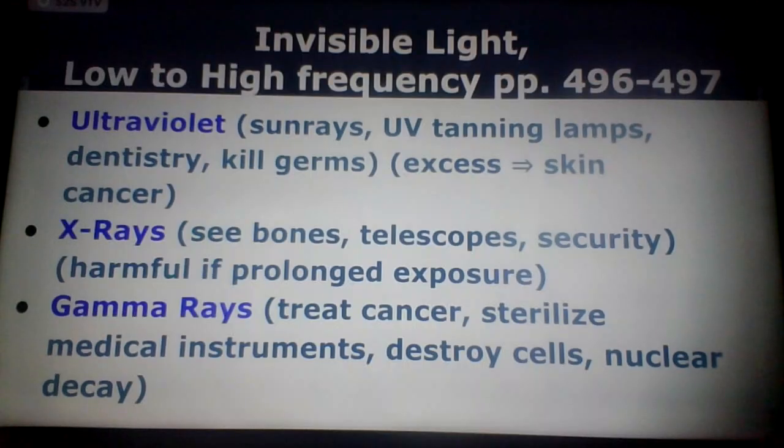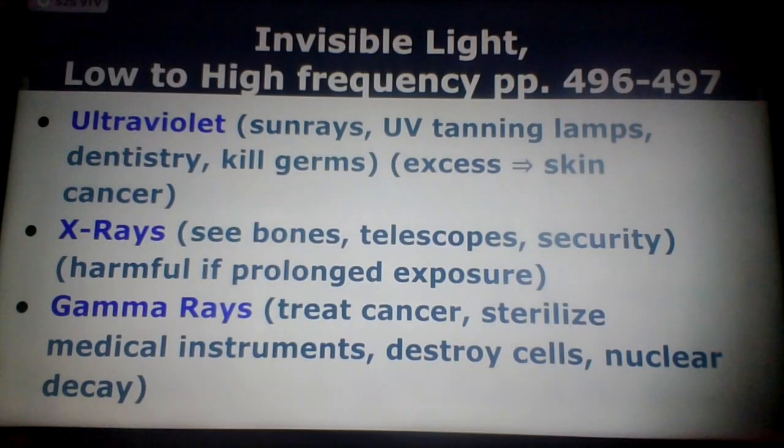And gamma rays, we've mentioned before, these treat cancer cells. They sterilize medical and surgical and other hospital equipment because these things destroy cells. They kill germs, but they can also kill us. So we have to be very careful when dealing with gamma rays. Nuclear decay, we've mentioned that all the way back in chapter 8. So nuclear decay can give off deadly gamma rays. So that has to be controlled very, very carefully. But these are your higher frequencies of the invisible spectrum. Remember, visible is right in between.